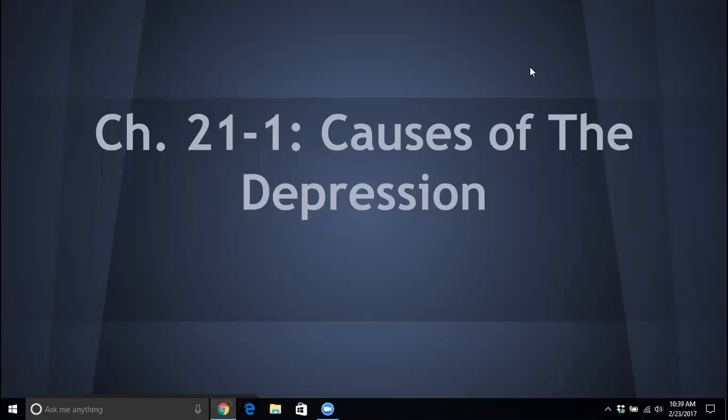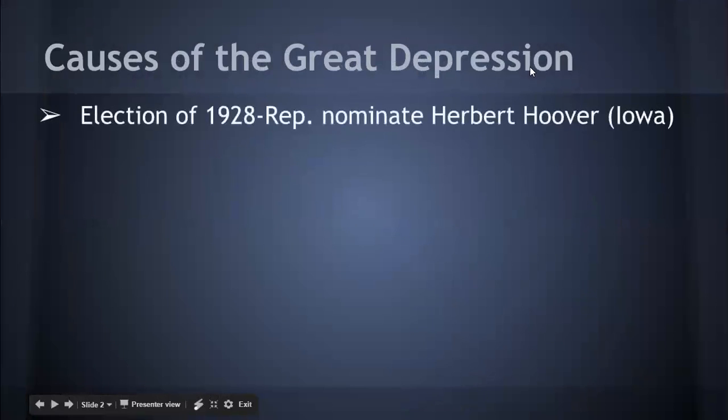Okay, today we're going to talk about the causes of the Great Depression here, chapter 21, section 1 in your textbook. And let's talk a little background first of all here, and start with the election of 1928.